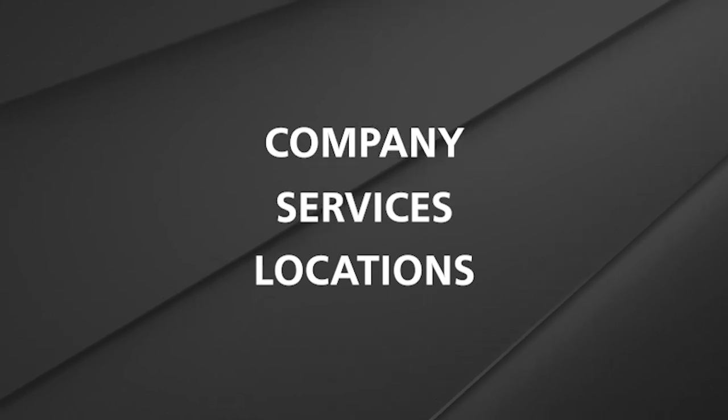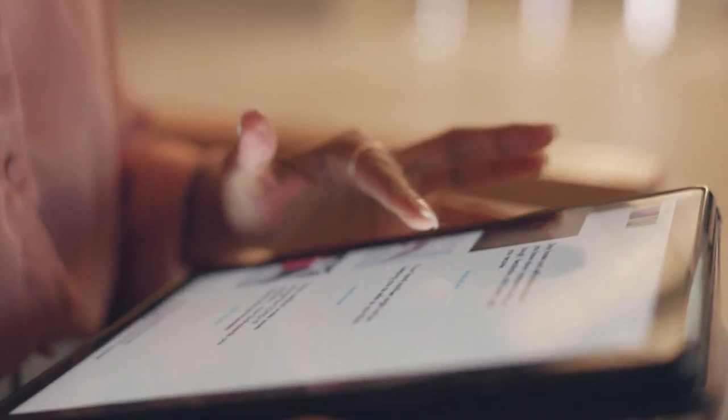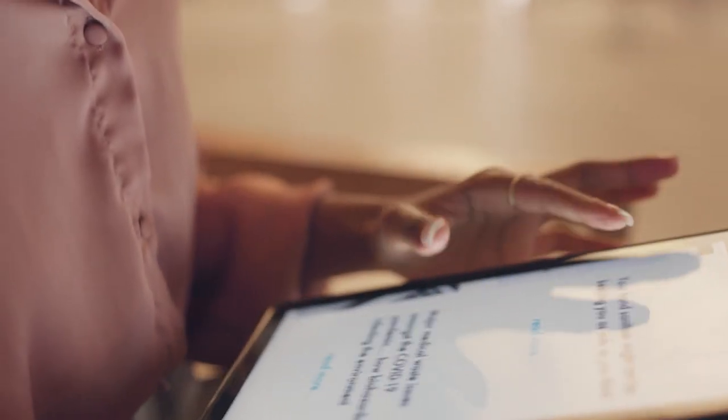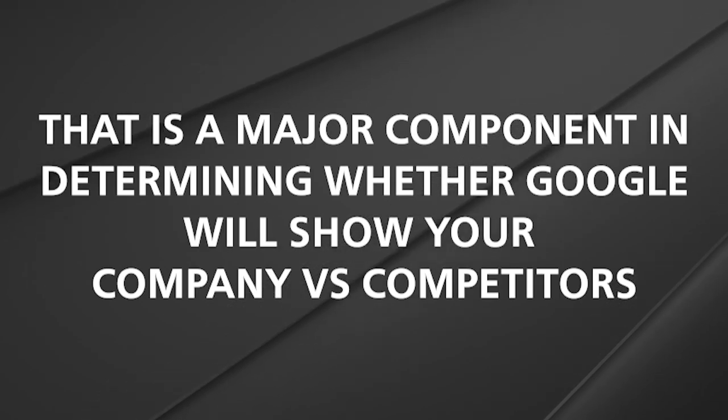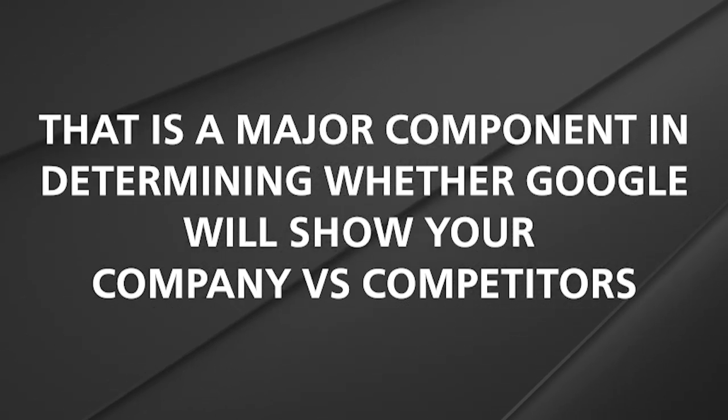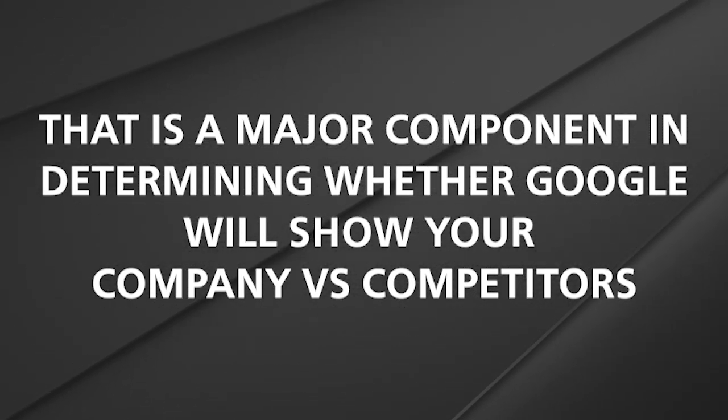It helps that you have a website that talks about your company, your services, and your locations, and is technically sound from the optimization standpoint. That was Part 2 of the training series, but this is about helpful content. What I mean by helpful content is creating blog posts or articles that support that you are an expert and an authority figure. That is a major component in determining whether Google is going to show your company versus the competitors in your area.